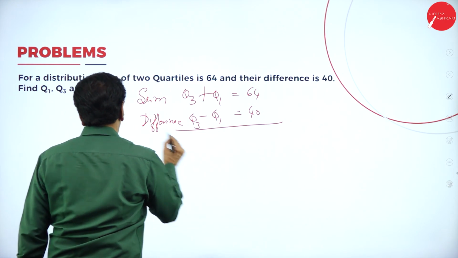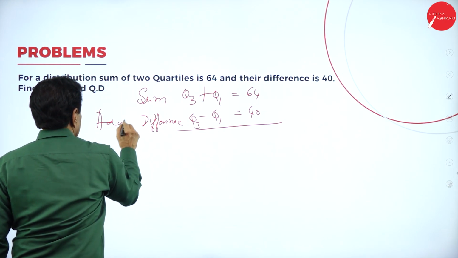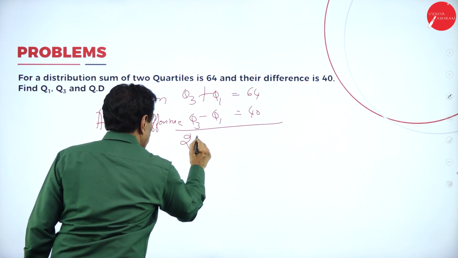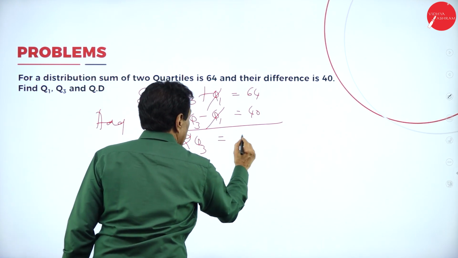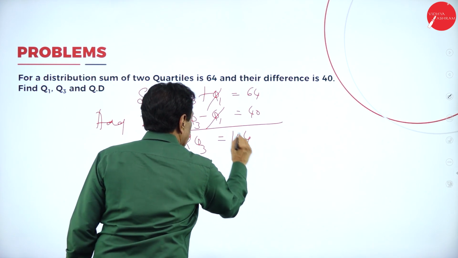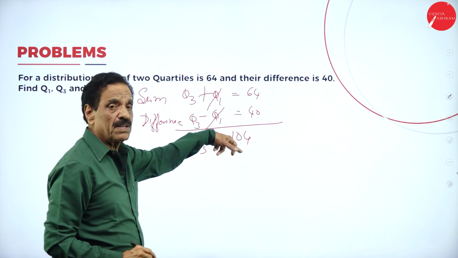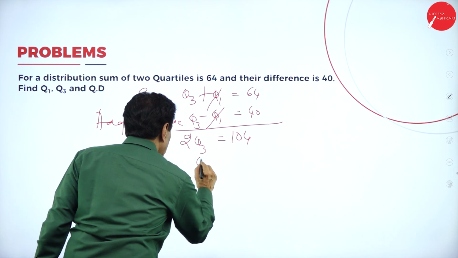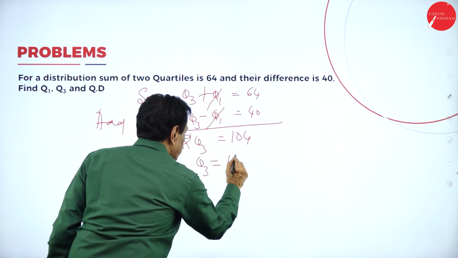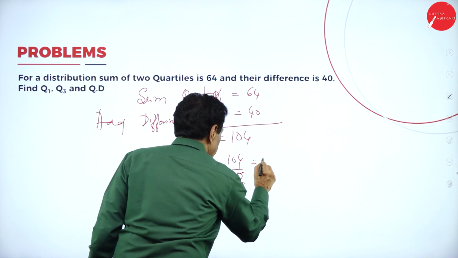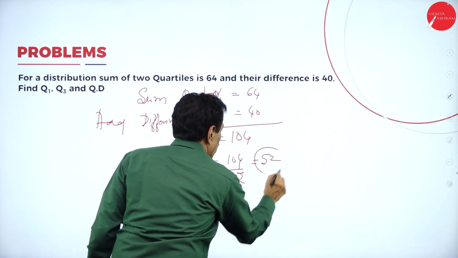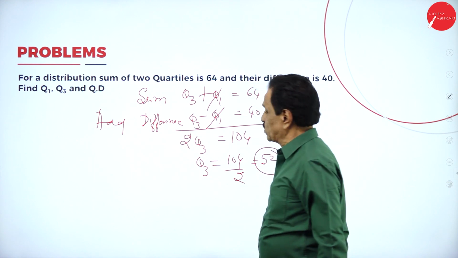Sum is 64 and their difference is 40. Add the figures. When I add, this is 2Q3. This and this cancel out. Add the figures, 64 plus 40 is 104. Find out Q3 is equal to 104 divided by 2. That is 52. So Q3 is 52.